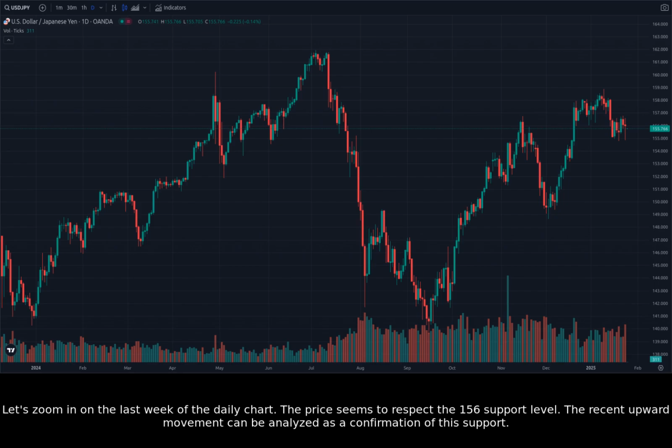Let's zoom in on the last week of the daily chart. The price seems to respect the 156 support level. The recent upward movement can be analyzed as a confirmation of this support.